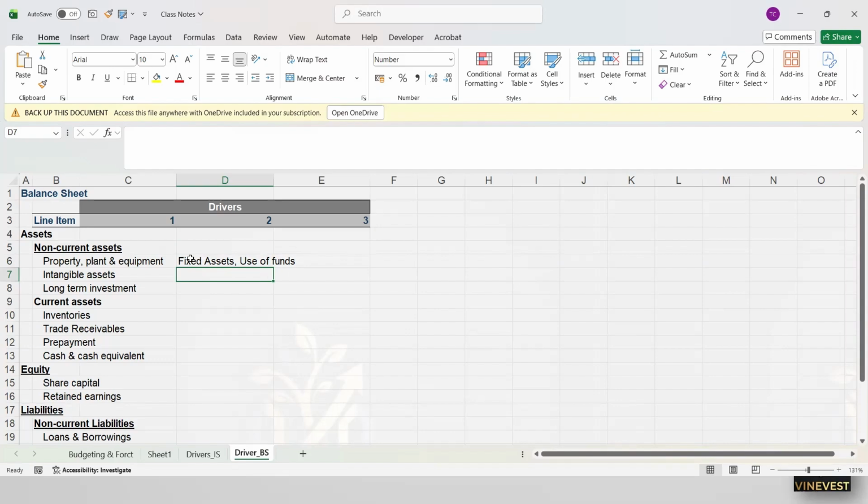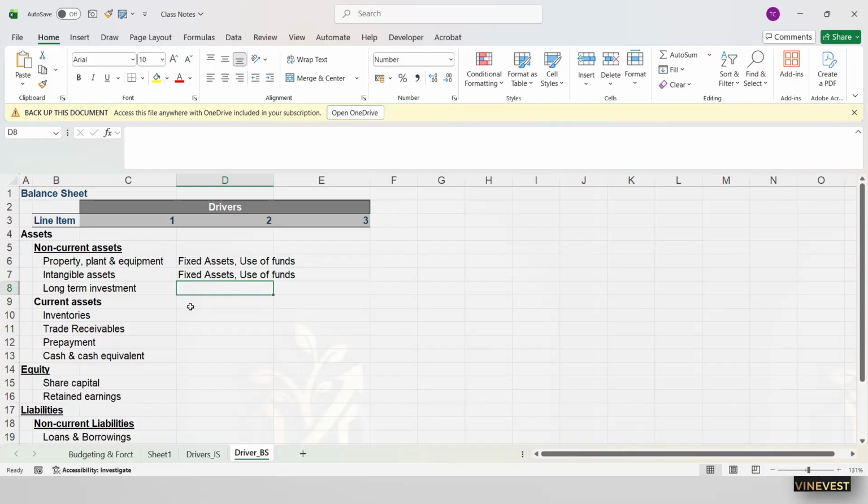Then also our intangible assets have the same drivers, even though we know that our intangible assets are non-physical, right?